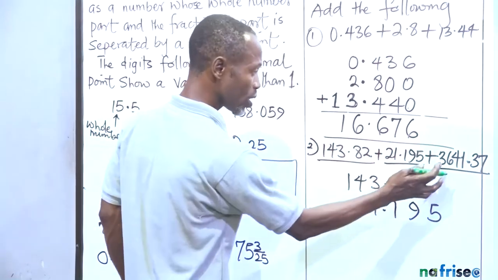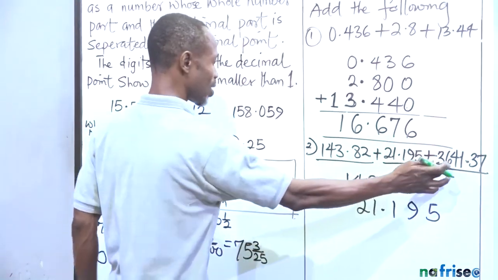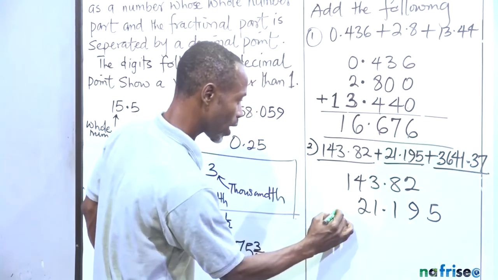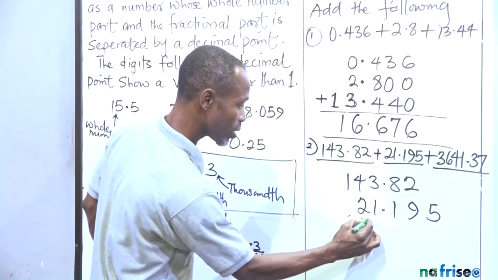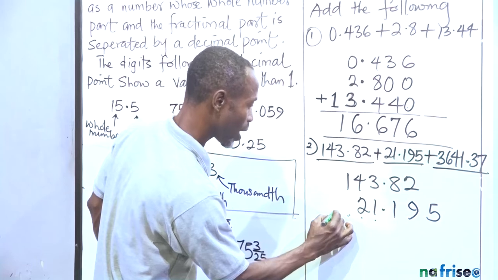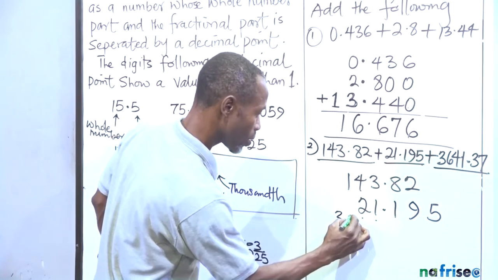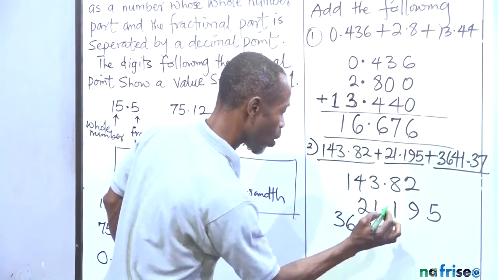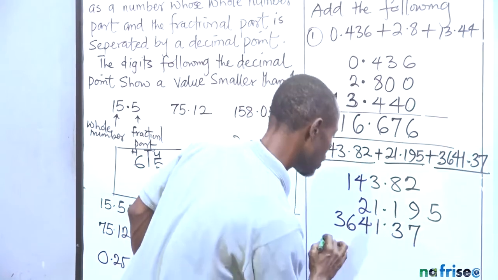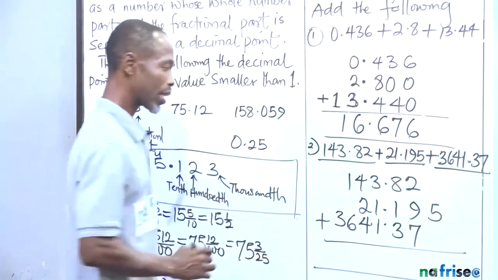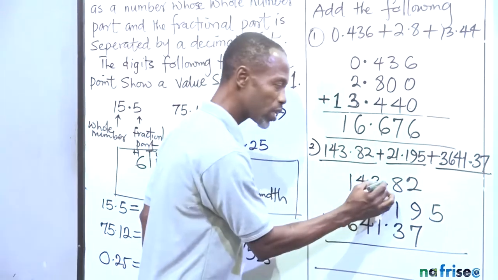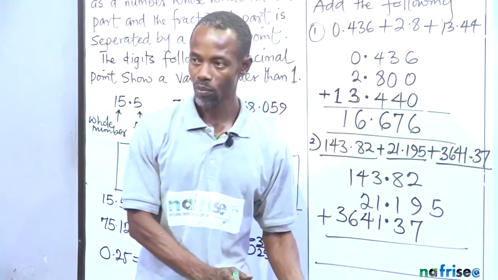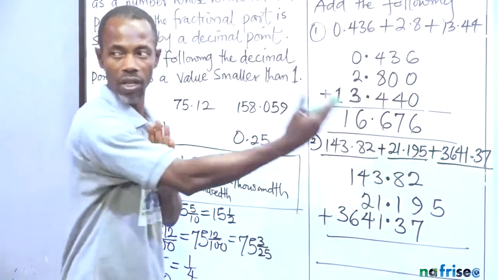Then the last number, which is 3641. Remember, 3641 is like 3,641.37. So you're going to have this as, mind you, this is 100, this is 10, this is units. So that means, permit me to start writing from here as 3, 6, 4, 1.37. So this is what they say I should add up, adding decimal points. I must make sure all the numbers given, even if they give you 5 numbers, make sure their place values are respected, both in the whole number part and in the fractional parts.